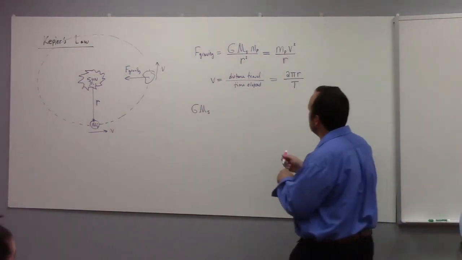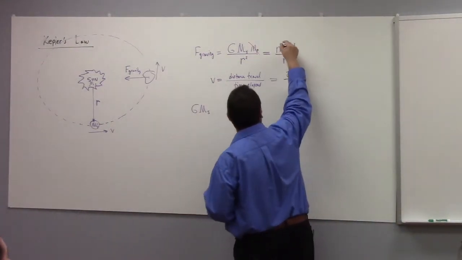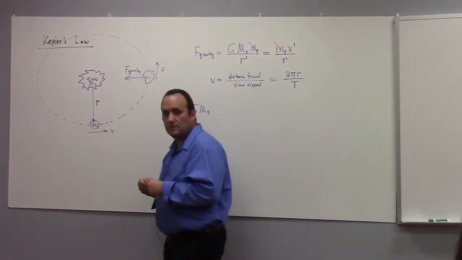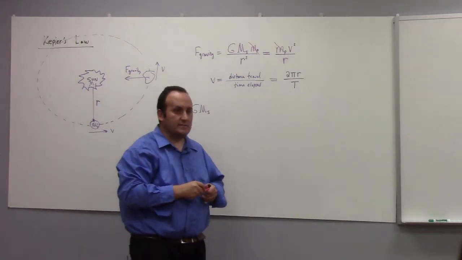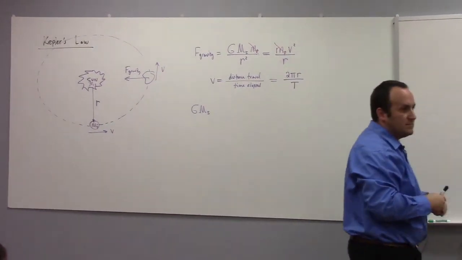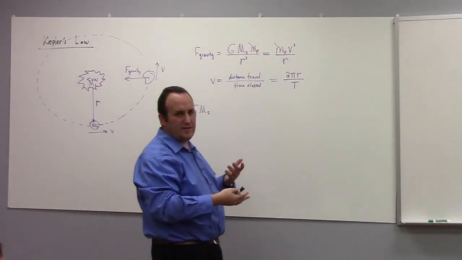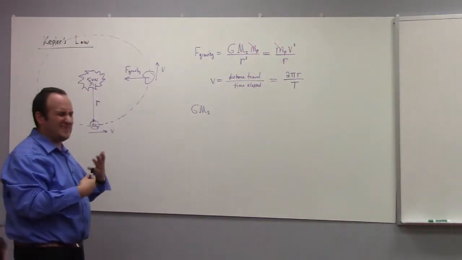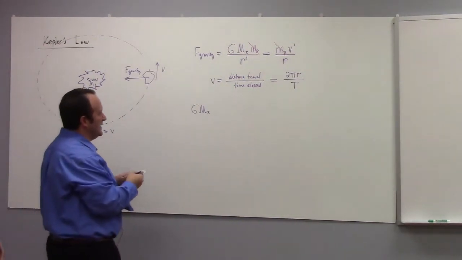Look at this. That cancels. That's kind of neat. That says that the orbit, in some sense, is not really connected to the mass of the planet. It's just a characteristic of the sun in some sense. Let's continue thinking about that.